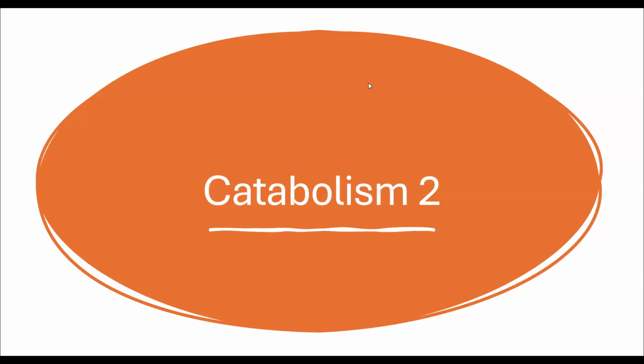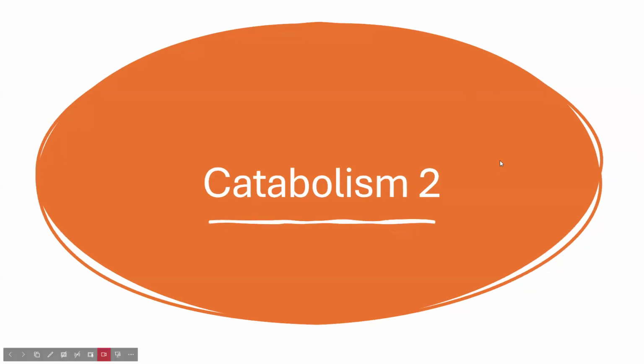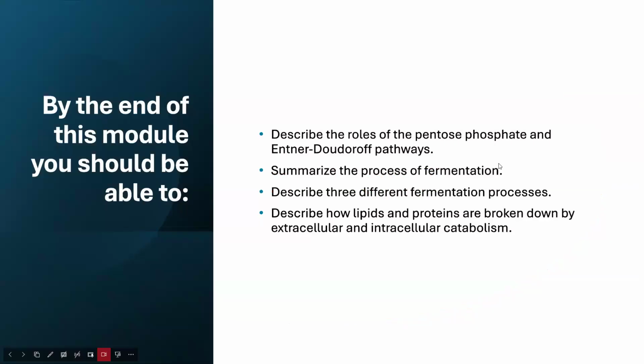Hello, everybody. In this lecture, we're going to conclude the different catabolic processes I want you to be familiar with. So let's get right into it. By the end of this module, you should be able to describe the roles of the pentose phosphate and Entner-Doudoroff pathways, summarize the process of fermentation, describe different fermentation processes, and describe how lipids and proteins are broken down by extracellular and intracellular catabolism.